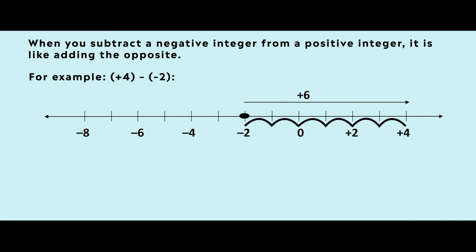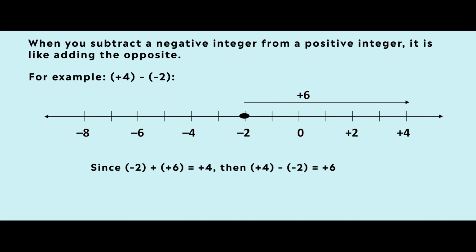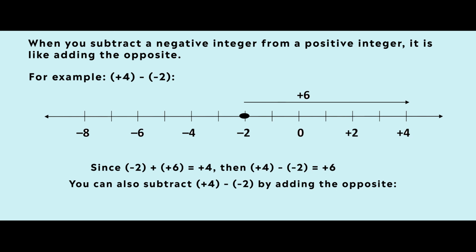We moved 6 units to the right from negative 2 to get positive 4. As we move towards the right, we will give positive sign, that becomes positive 6. We can say that positive 4 minus negative 2 is positive 6. We can also subtract positive 4 minus negative 2 by adding the opposite. You can look at the number line. So we have negative 2 here.